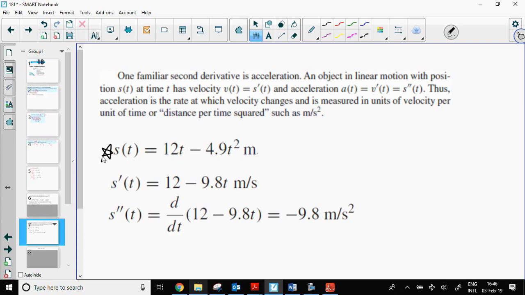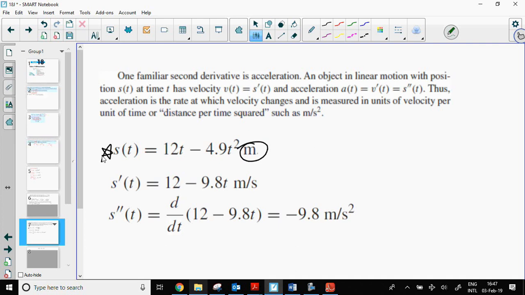So if we start off with an initial function, which is speaking about position, and in this case it's the position of some object that's been thrown into the air and is under the effect of gravity, the rate of change of position would be velocity. And what's the rate of change of velocity? Well, that's acceleration. And think about their units. For position, it's meters.